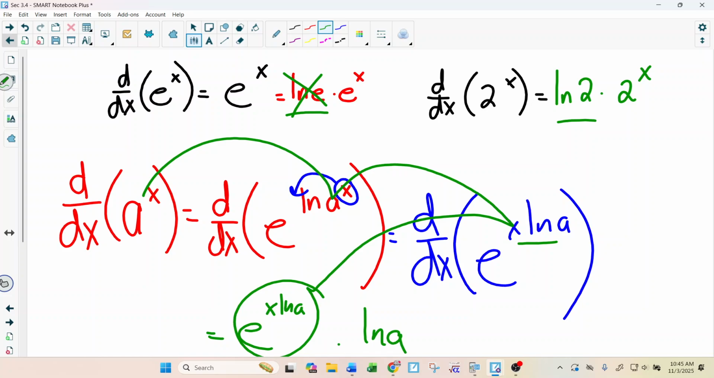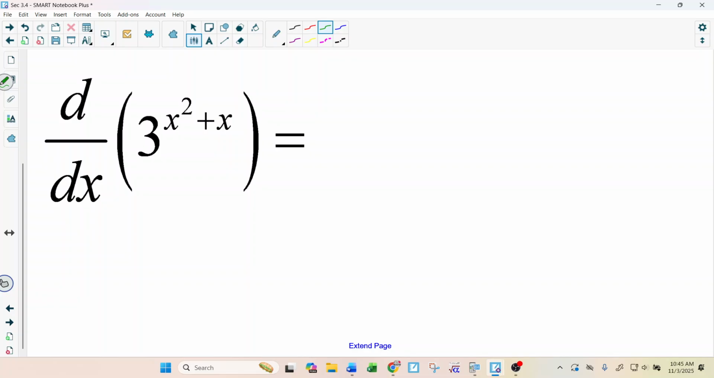So let's say we have, what's the derivative of 3 to the x squared plus x? What's the outside part? 3 to the x, which would be natural log of 3 times 3 to the x. The derivative of the outside, inside stayed the same, times the derivative of the inside.